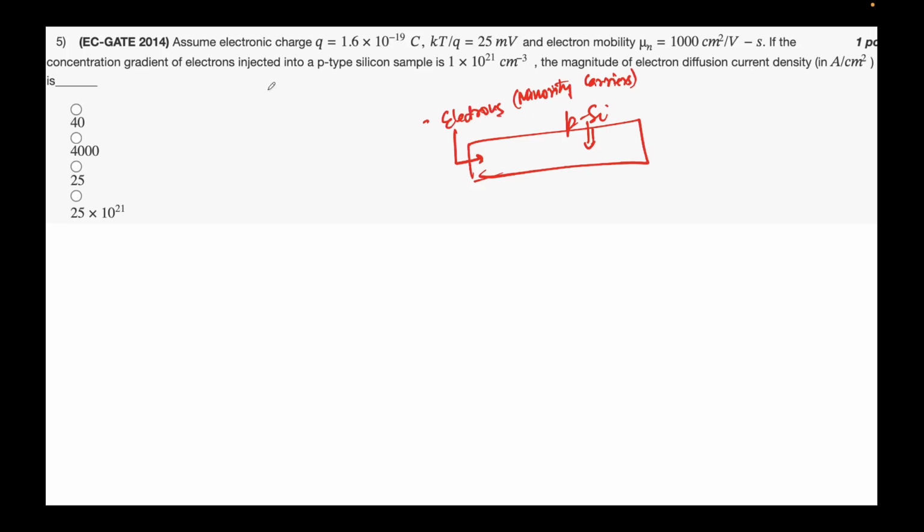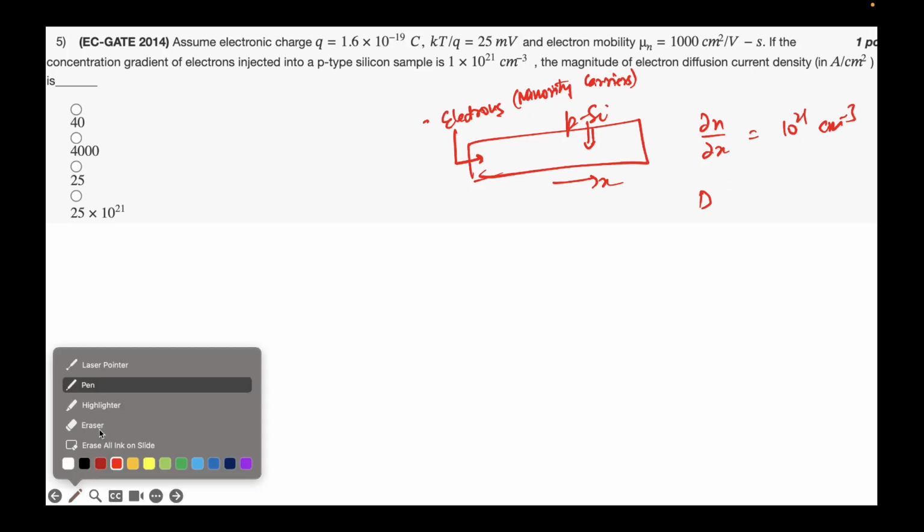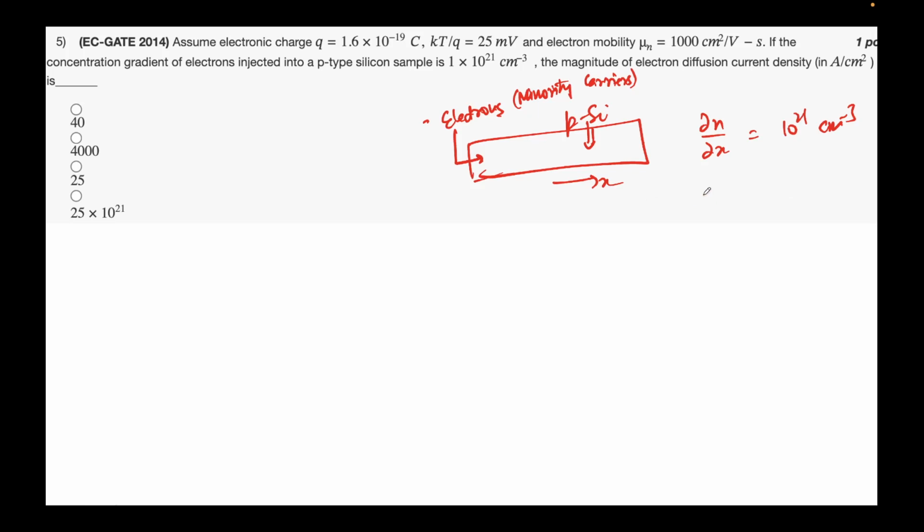All right, so what we are given, and this is the x direction, is dn/dx as 10 to the power 21 cm^-3, and we are required to find the electron diffusion current, which is given by this expression, right? J = e Dn dn/dx. So e I know, Dn I don't know, and dn/dx is 10 to the power 21 cm^-3.